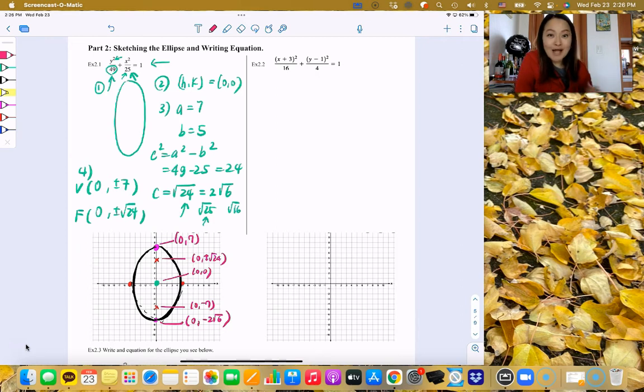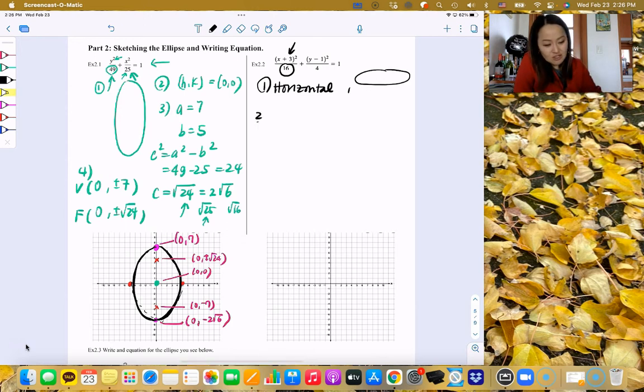Okay, welcome back. How did you do? Now, check your picture right now. Is your picture showing a horizontal one? So Miss Chang's face, horizontal, because I see that the a squared is underneath the x, okay? So did you get horizontal? So it should be like that somehow, yeah? I hope so. I hope so. All right, let's do the center.